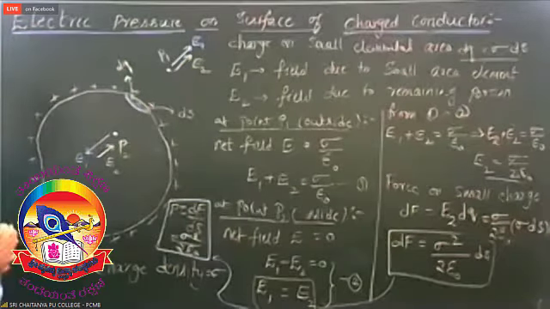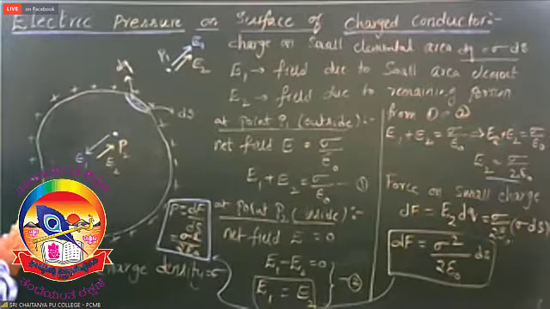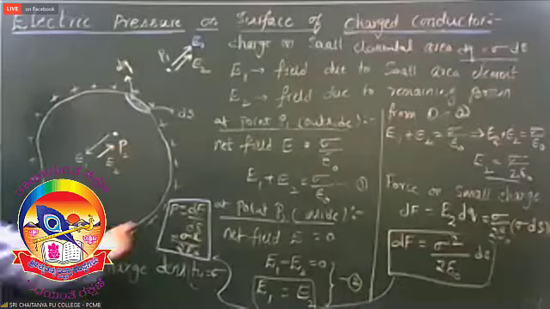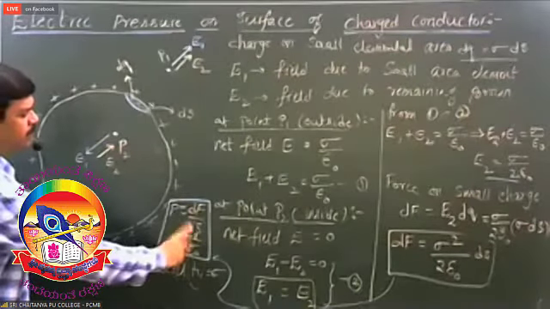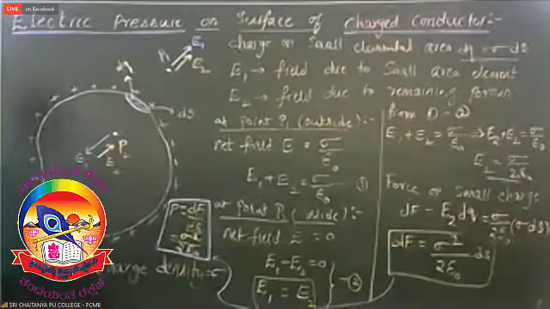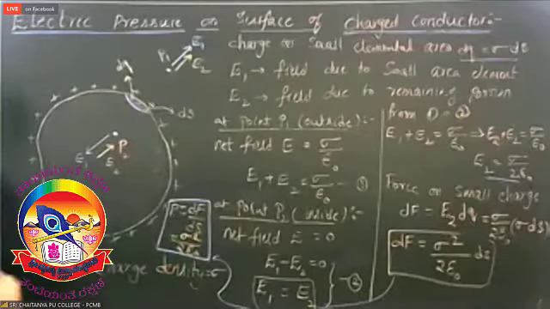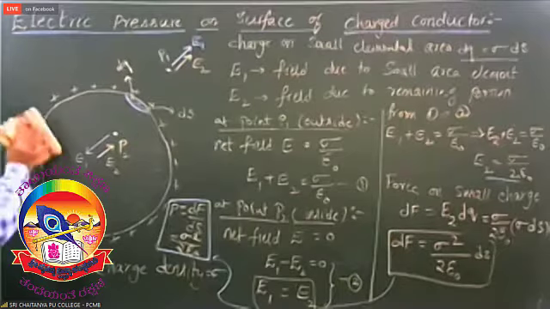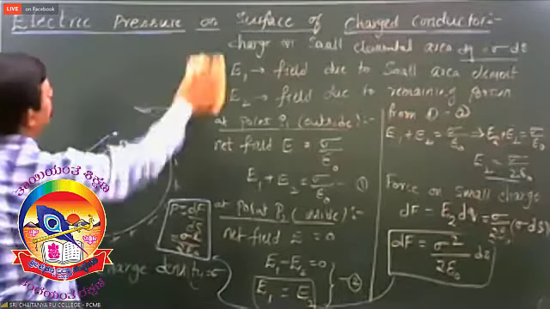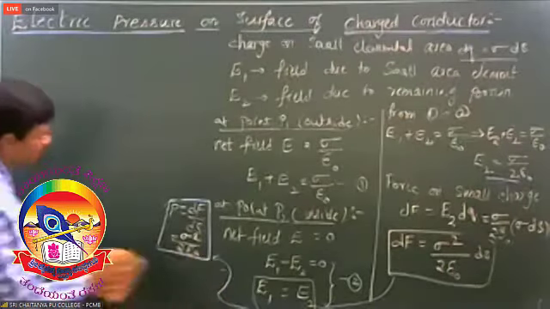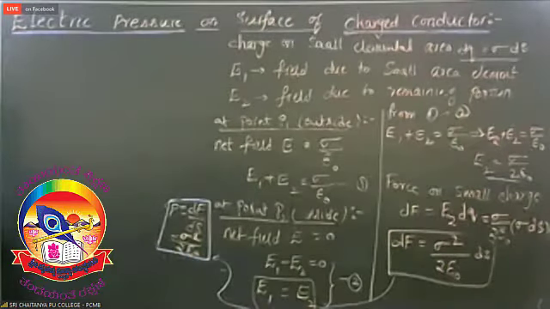Next. How do we get a question on this? What they ask is this pressure, dF by dS, is sigma square by 2 epsilon naught, where sigma is the surface charge density, right? They ask a theory question in the exam.